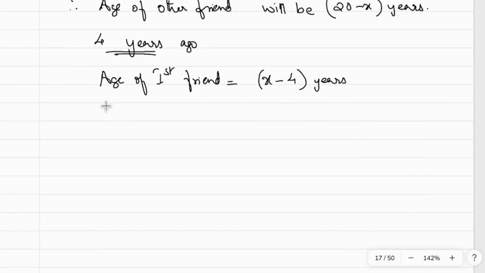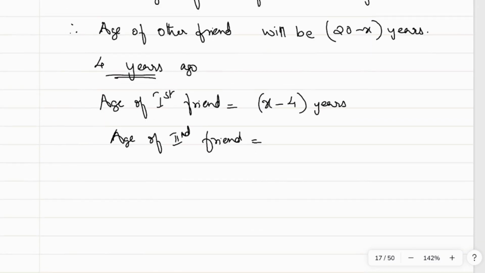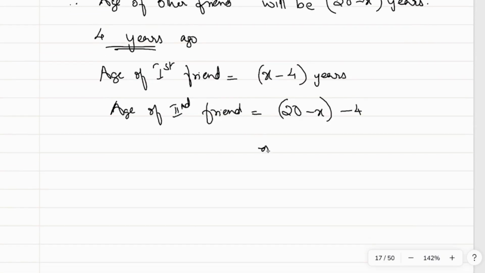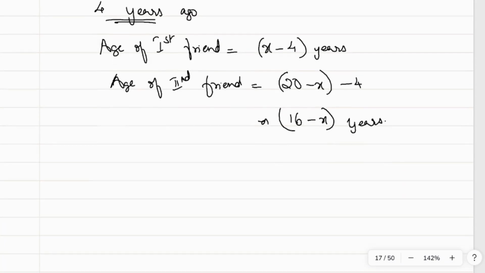And the age of the second friend will be equal to what? Now his age is 20 minus x. That is 20. From this present age, we need to again reduce the 4. That means 20 minus 4 is 16. 16 minus x years is the age of the second friend before 4 years.